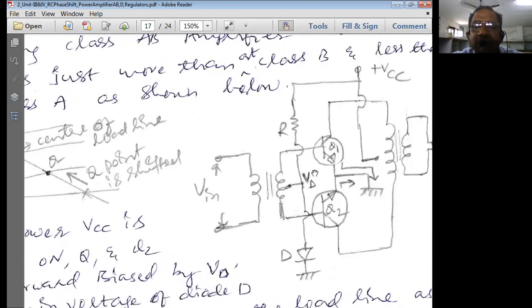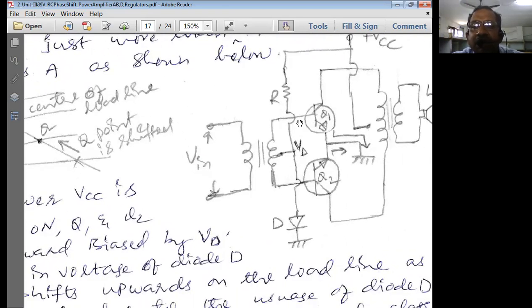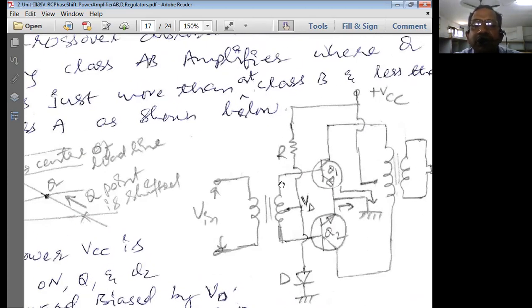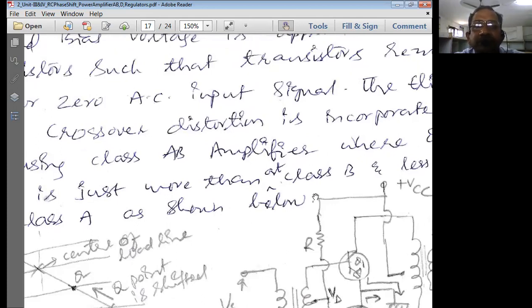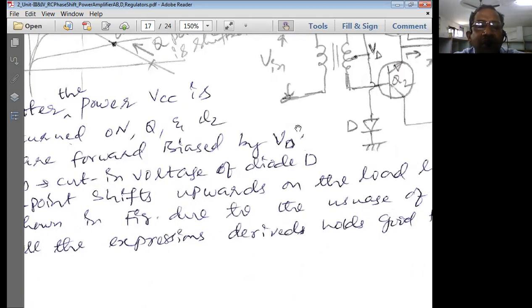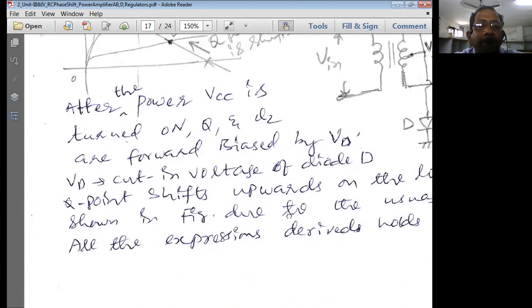That means when you apply 0.7 volts to the input of Q1 and Q2, both the transistors will turn on. That means initially at startup, the two transistors will be in the on condition. That is the condition that we will be having here. Because of that, the crossover distortion is simply going to get eliminated. That's the advantage that we are going to get here.